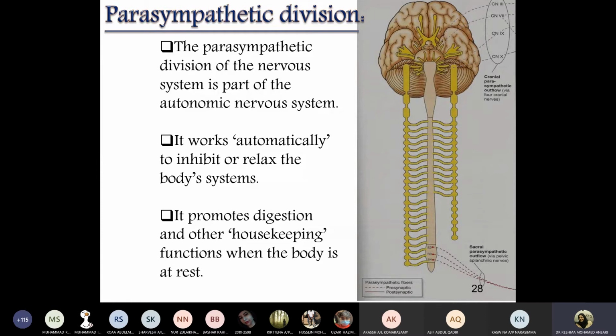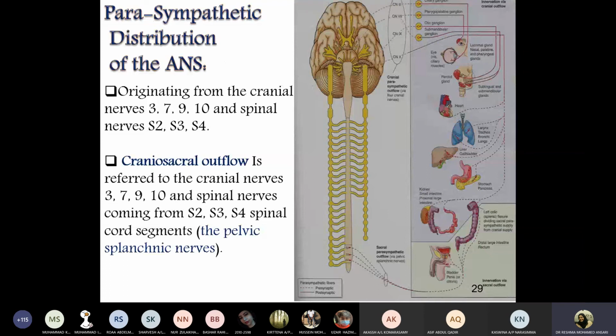It promotes digestion and other housekeeping functions when the body is at rest. Whenever we have sympathetic nervous system overactivity, the function is fight or flight, increase the blood supply to the organs, run away from the area. It never helps in digestion or something like that. Whereas the parasympathetic brings the body back to homeostasis. It makes us relax, as normally as when we are sitting in our lounge listening to some nice music. That's usually the function of the parasympathetic.